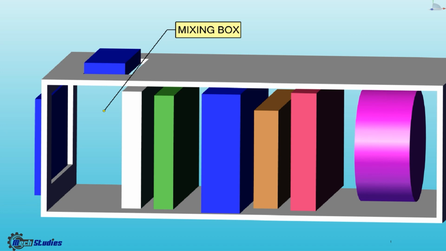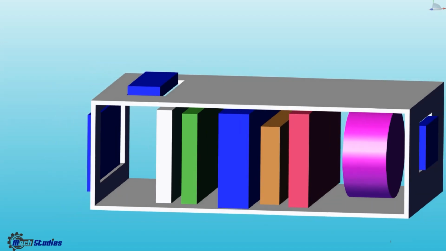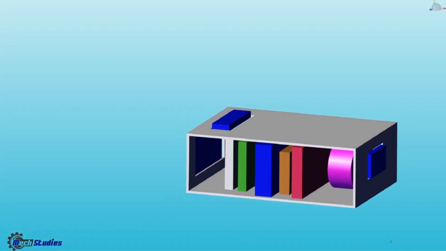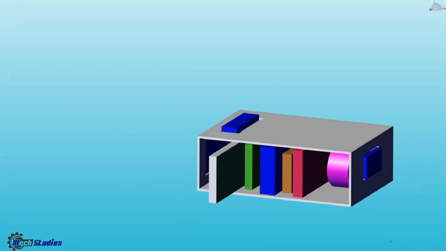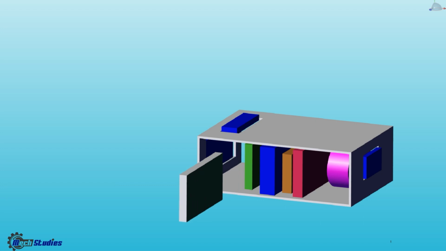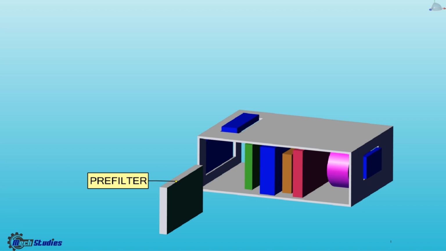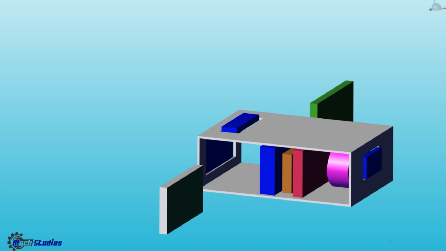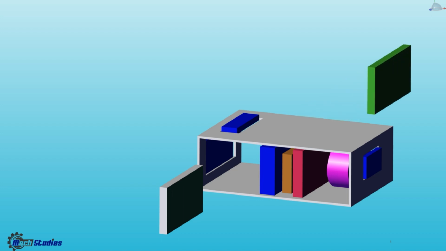So first we have to place some filtration system. The AHU consists of a series of filters. These are pre-filters. All the coarse particles will be filtered with the help of pre-filters. And after the pre-filter, there is a different kind of filter to filter small particles, and these are called bag filters. They are also called final filters.